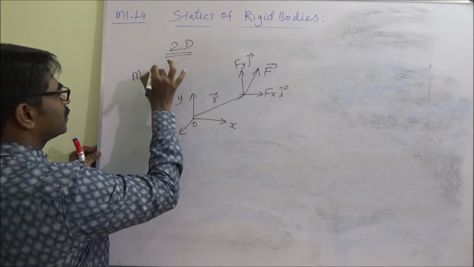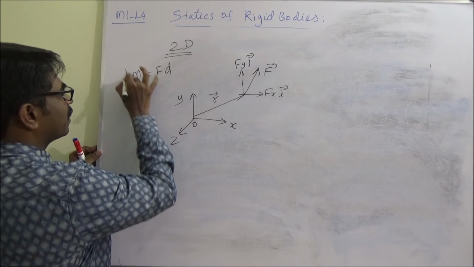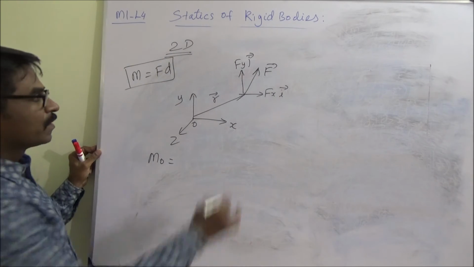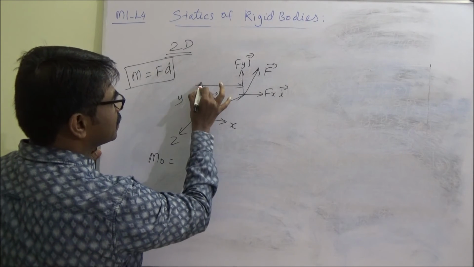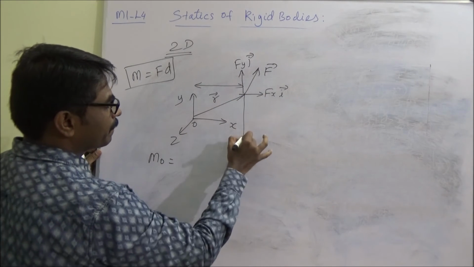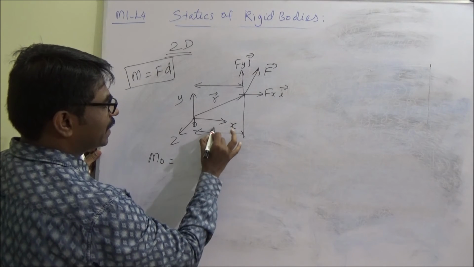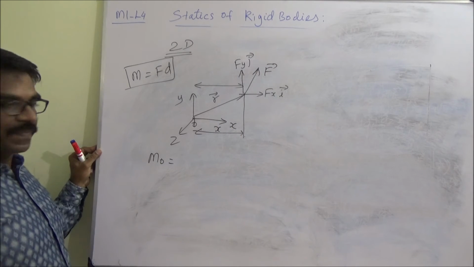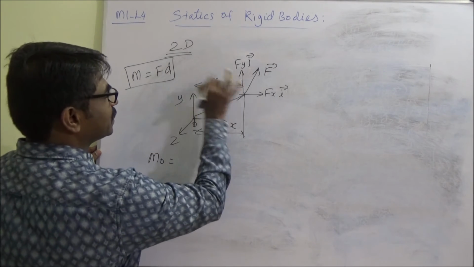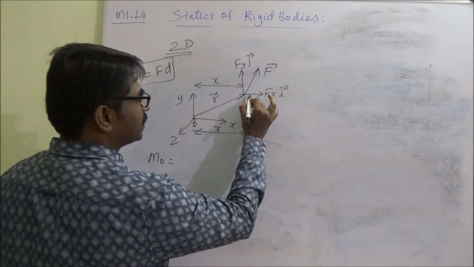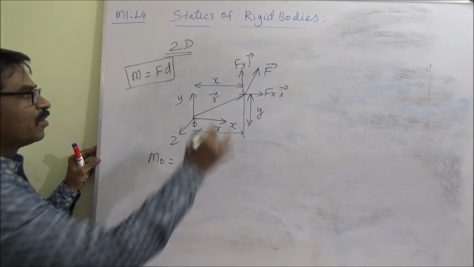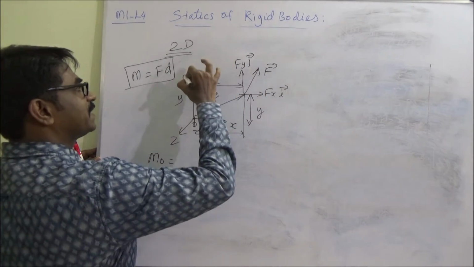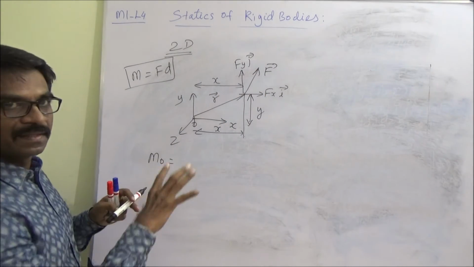The magnitude of moment about O is, if you take this force, we know already moment is force into perpendicular distance. So this force about O, the perpendicular distance is this. What is this distance? This is the x distance. Okay, so this is x. What is this distance? This is y distance. Okay, for this force, it is anti-clockwise.